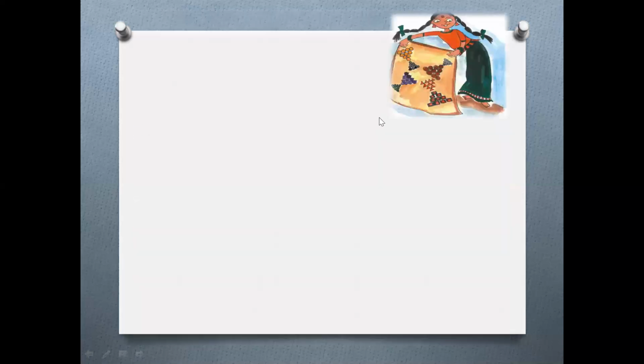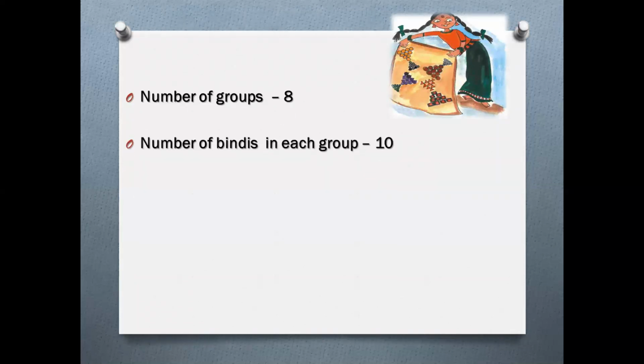How many groups are there? 8 groups are there. So number of groups, 8. And number of bindis in each group, 10. Now, let us see the total number of bindis altogether.